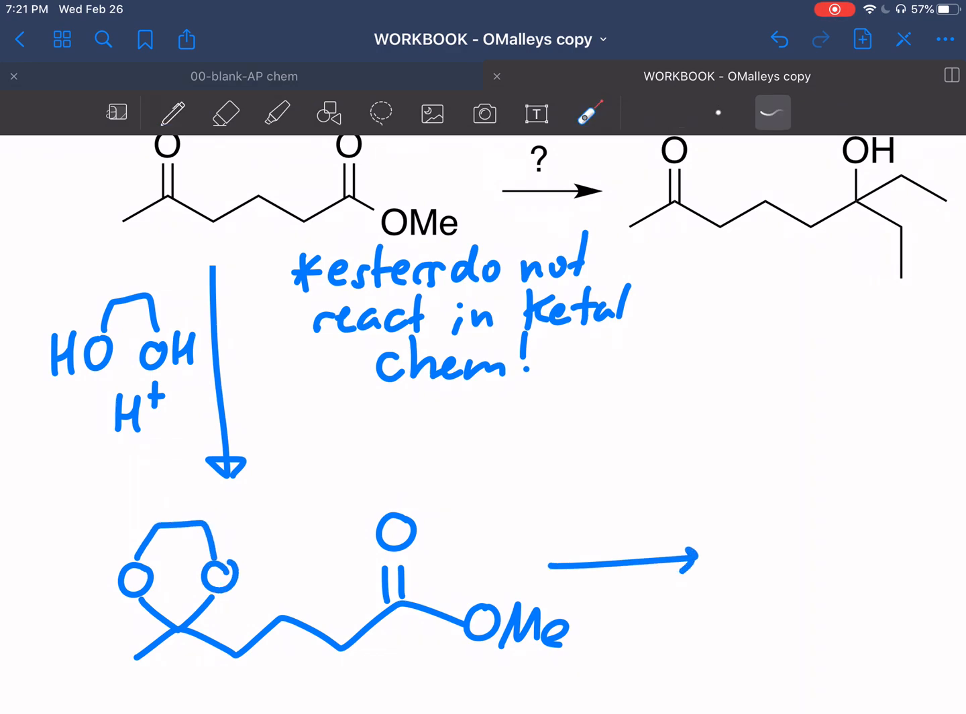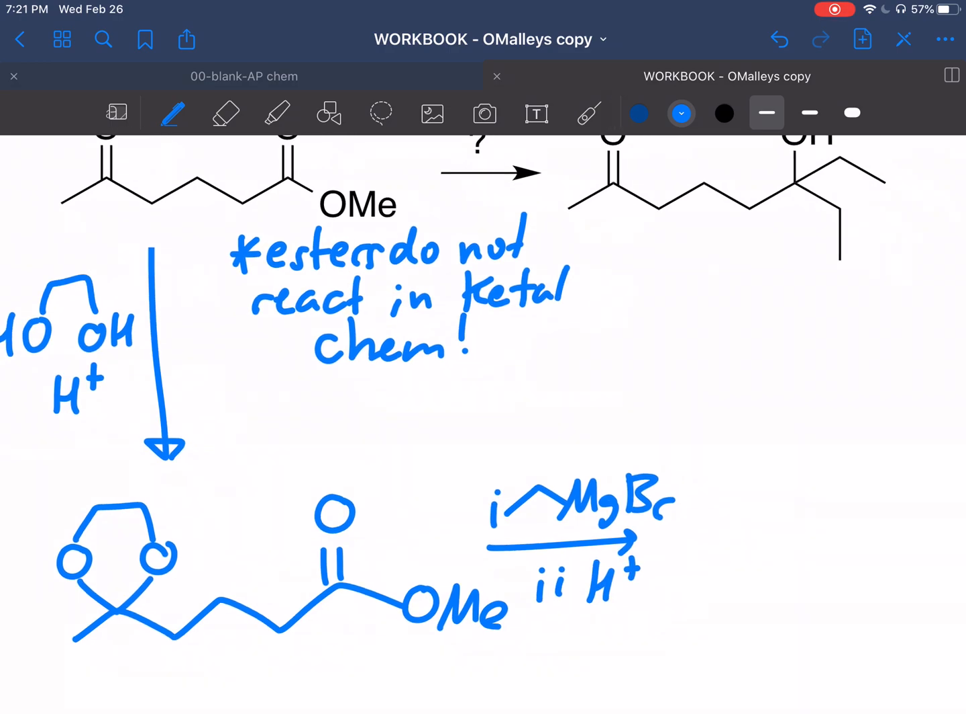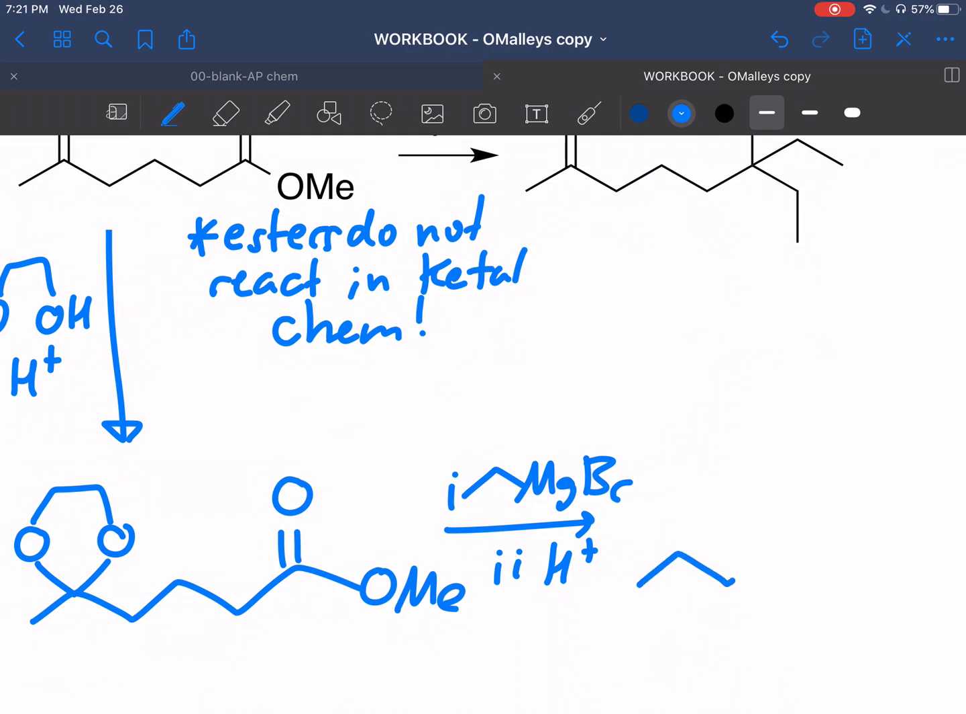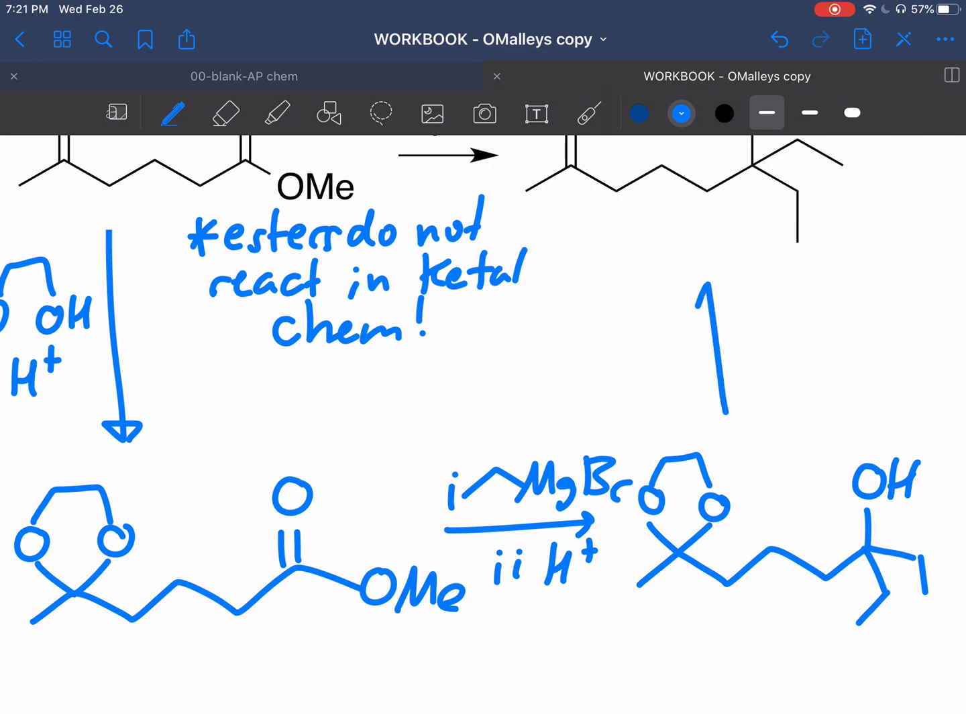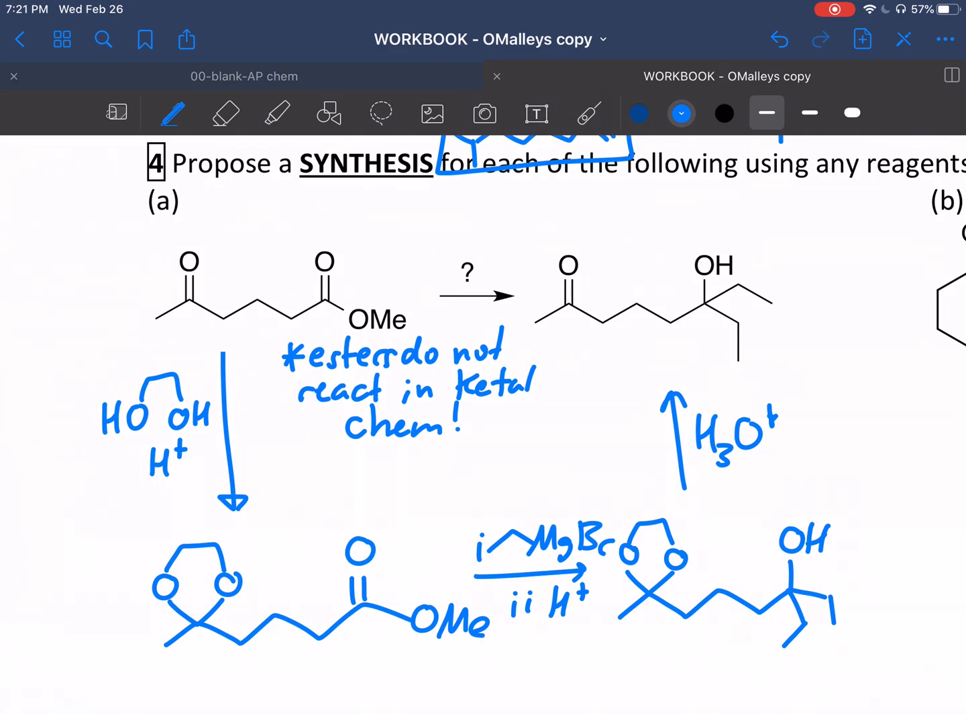And then how do you get an ester to become a tertiary alcohol? That's Orgo 1 chemistry. That's a Grignard addition. So in this case, a 2-carbon Grignard followed by some type of acidic workup. The Grignard will add to the ester twice. You'll get a tertiary alcohol, and the ketal stays put. Ketals are very inert to basic reagents, which Grignards are. That means we just need to liberate the ketone from the ketal, and that's just acidic water. So H3O plus you can write next to your arrow, and you've successfully made your keto alcohol in 3 steps from the ketoester.